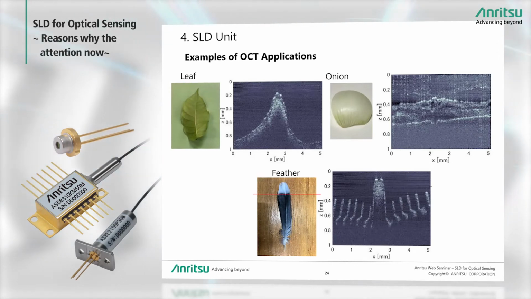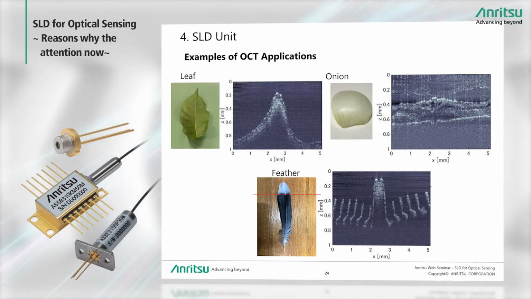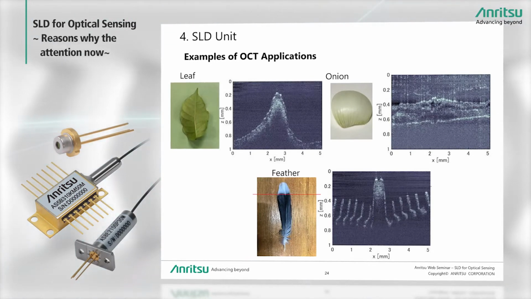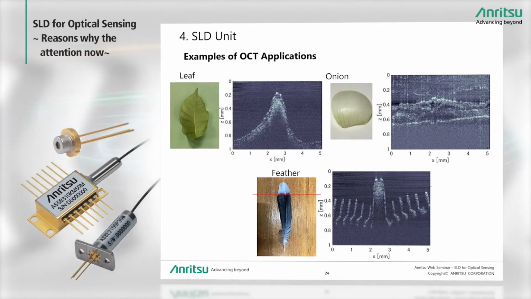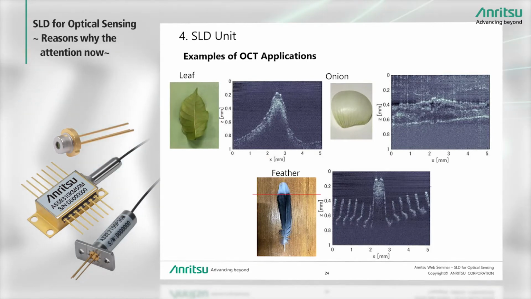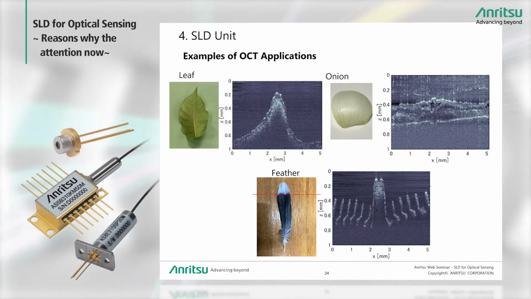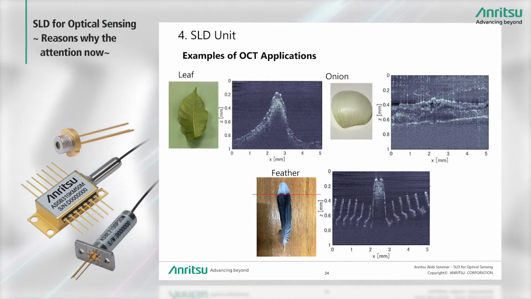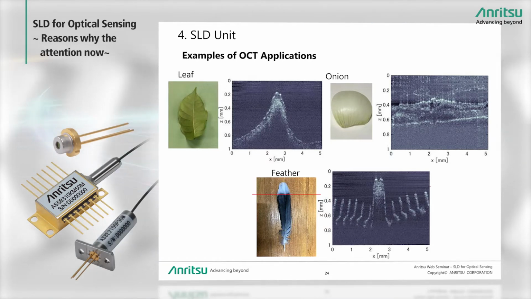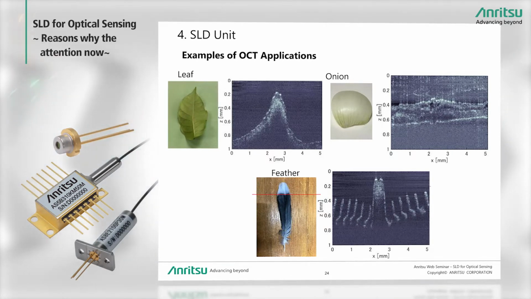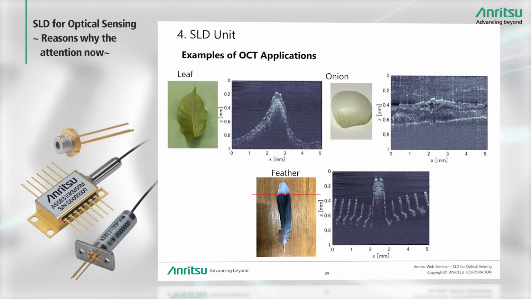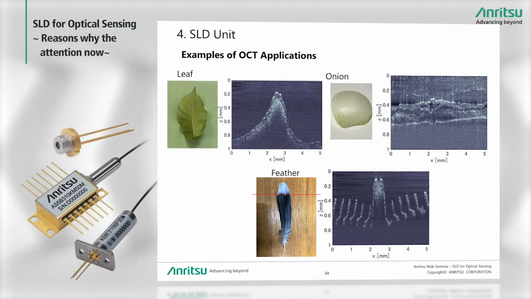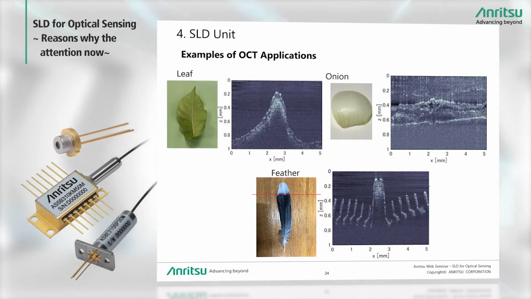Here are some tomograms of living materials. The picture on the left is a leaf, and this is the cross-section tomogram in the x-axis direction with the y-axis showing depth. The leaf veins are clearly visible. The top right shows an example of an onion with clearly visible layers. The bottom right shows a feather. We can easily see the center quill and the barbs branching from the center.